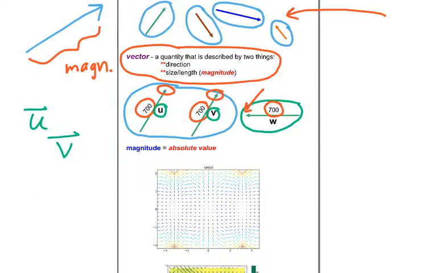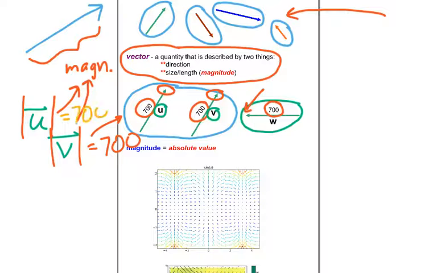When we talk about magnitude, we'll use the absolute value sign. That's the absolute value of vector v, meaning the magnitude. What's the magnitude of u? We use this symbol here. And according to the vectors over here, the magnitude of vector v is 700, and the magnitude of vector u is also 700. So we use the absolute value symbol. It doesn't mean make it positive or anything. It just means what is the magnitude of that vector.